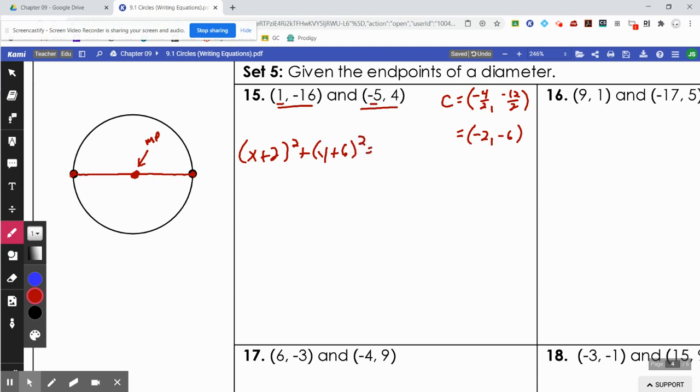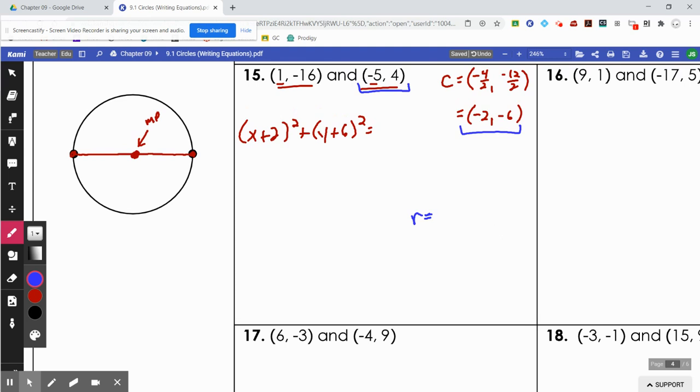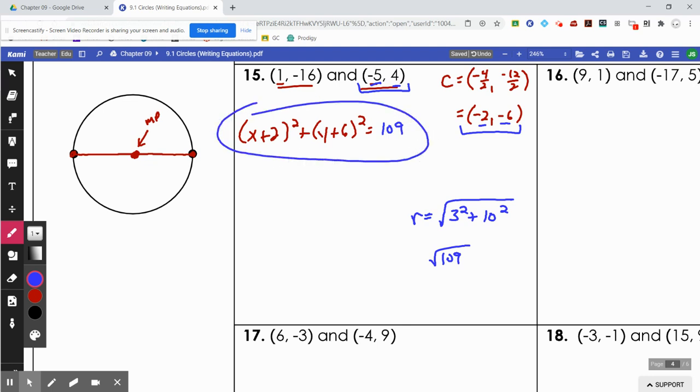Now I need a radius. The radius, let me do it in a different color here, is the distance from the center to either one of these points up here. I'm going to use the second point. It does not matter which one you use. So that's going to be the square root of, how far is it from -5 to -2? It would be 3. How far is it from 4 to -6? Would be 10. So the radius would be the square root of 109. So therefore your radius squared would be 109. So there's the equation of your circle.